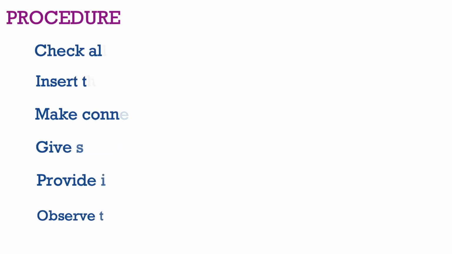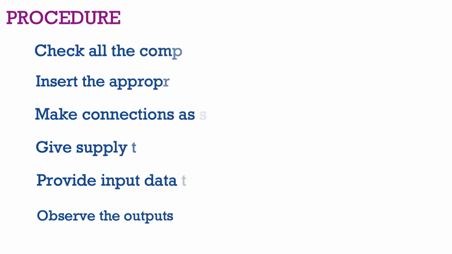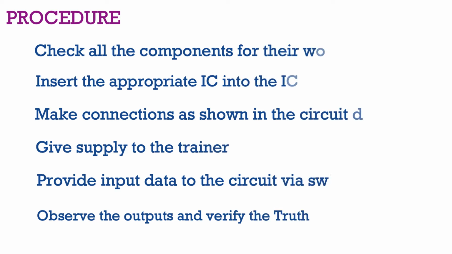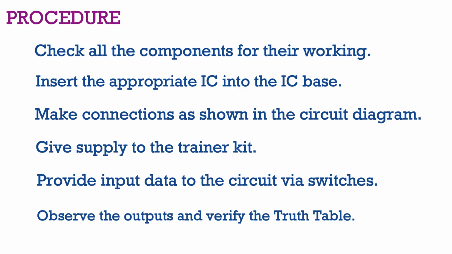Then we have to ensure that all the components that we have received are working. Then insert the appropriate IC into the IC holder, or we call it an IC base. Make the necessary connections as shown in the circuit diagram that you have obtained. Give the supply to the trainer kit. Next step will be to provide the input data to the circuit via the input switches, and then observe the output and verify the truth table that you have obtained.